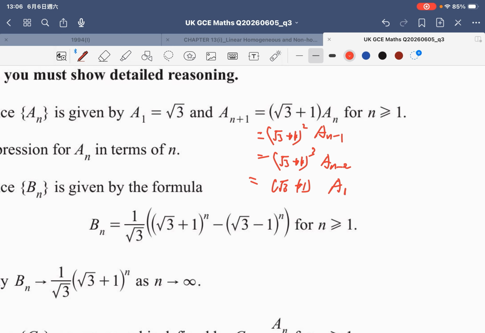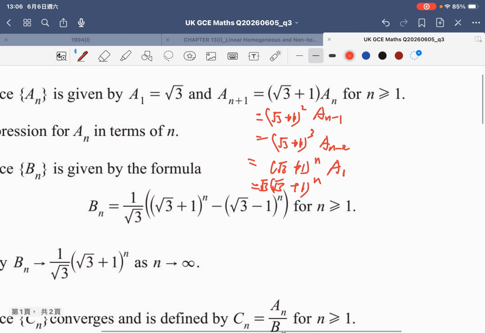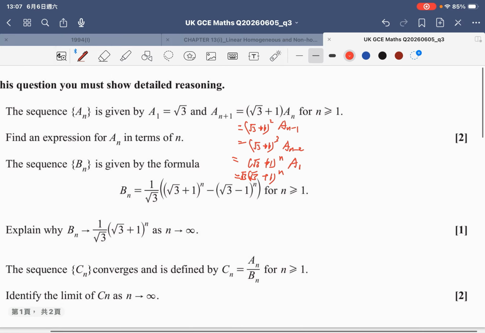The subscript plus the power is equal to n plus 1. You can see that n minus 1 plus 2 gives n plus 1. In this case, for a subscript 1, the power should be n. Finally, the answer is a_n equals root 3 times root 3 plus 1 to the power n. That's the answer to the first part.